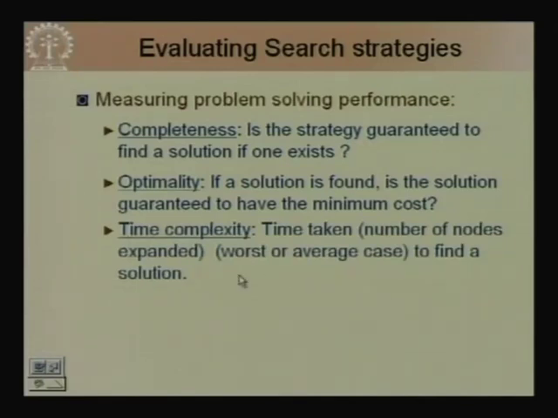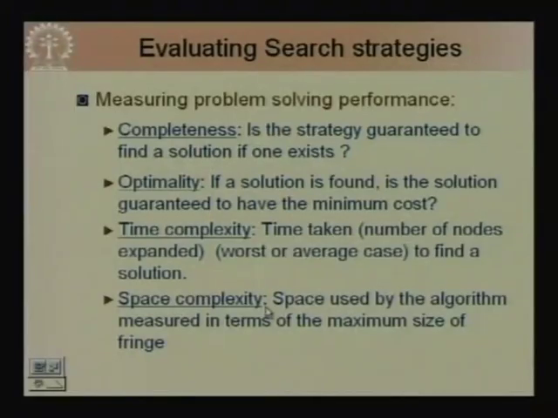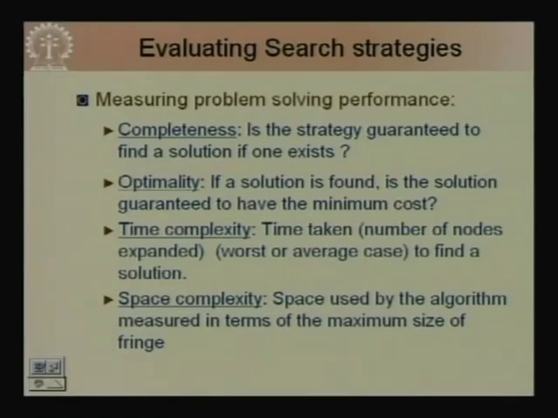Thirdly, we will look at the efficiency of the algorithm. Namely, we will look at the time complexity of the algorithm, which is the time taken measured by the number of nodes expanded, either in the worst case or average case, to find a solution. We will also look at the space complexity of the algorithm, that is the memory required by the algorithm, which we will measure in terms of the maximum size of fringe. Fringe is the list the algorithm must keep track of. How big can be the size of fringe in the worst case or average case? That would be a measure of the efficiency of this algorithm, or whether the algorithm is practical at all.